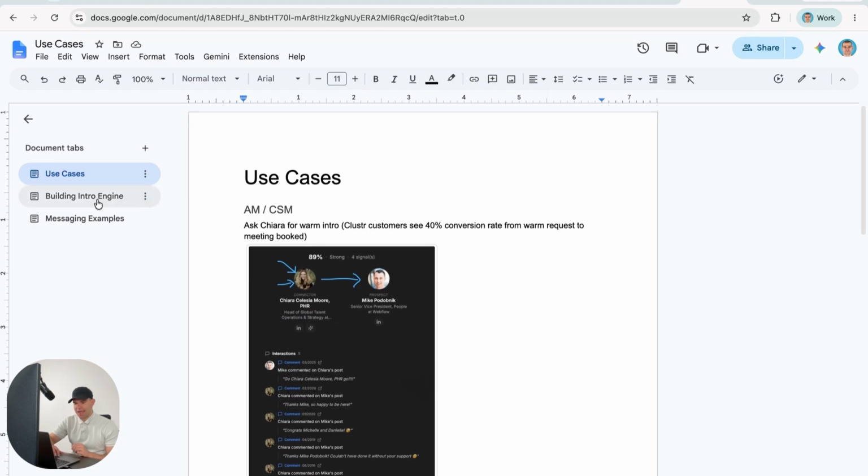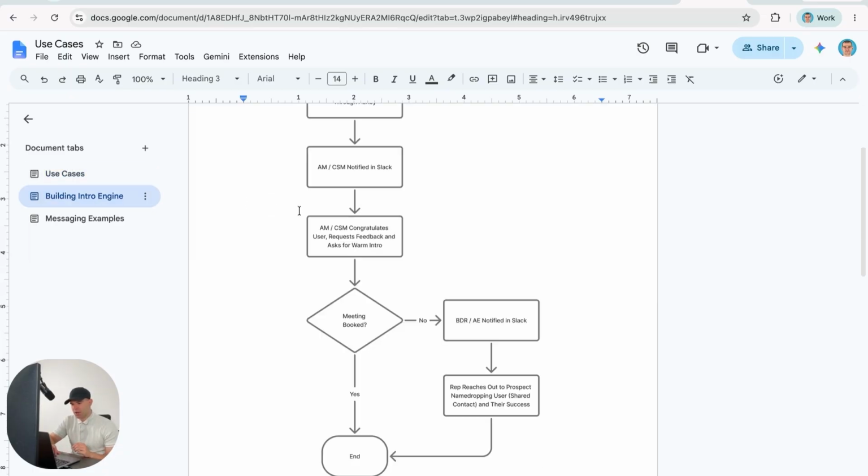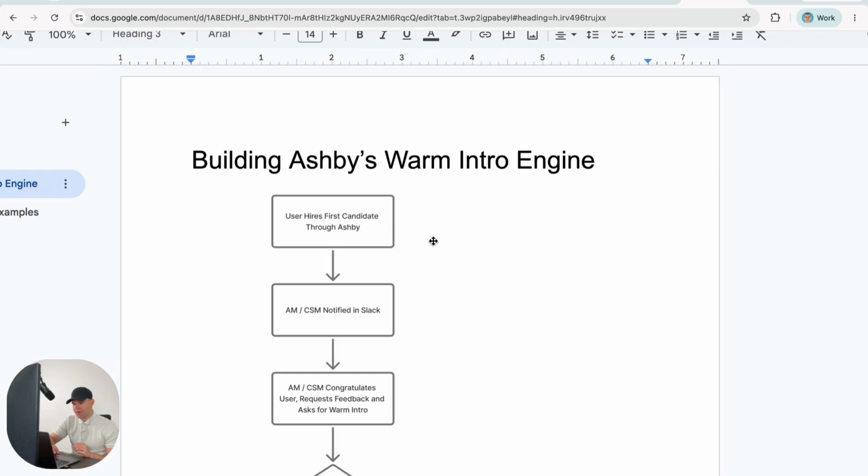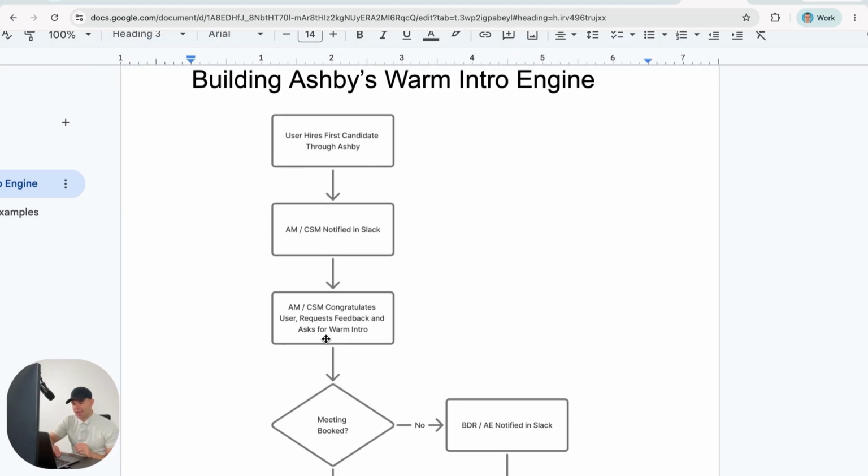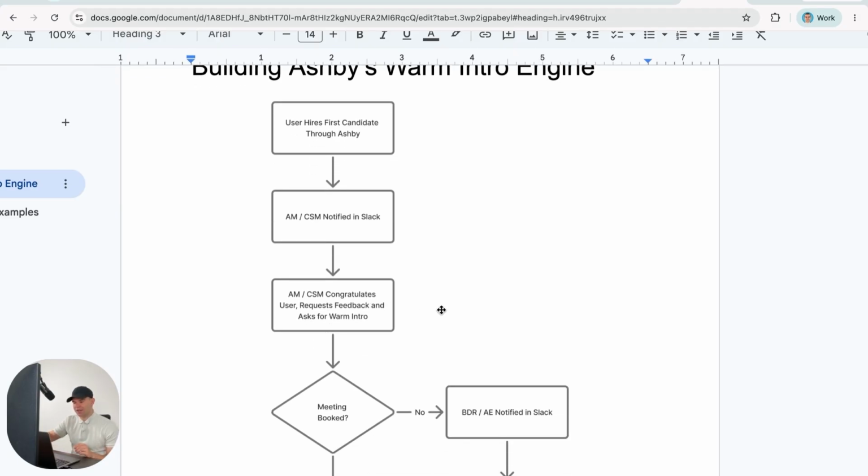So let's go back to the AM CSM use case. How can we time this so that the AM CSM is reaching out at the right time? We have a diagram here. If we look at Ashby and their flow, maybe the user has just hired their first successful candidate through Ashby. That is an important moment in their journey of using Ashby. So the AM CSM can get notified in Slack. The AM CSM can then go out and congratulate that user, and they can ask for feedback. How are you finding everything so far? And is there anyone you'd be happy to give us an intro with?